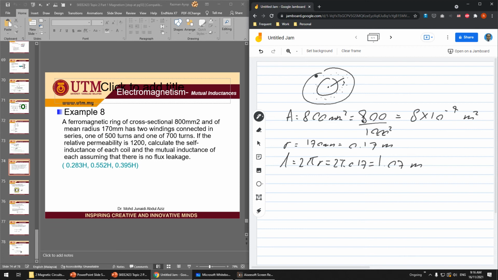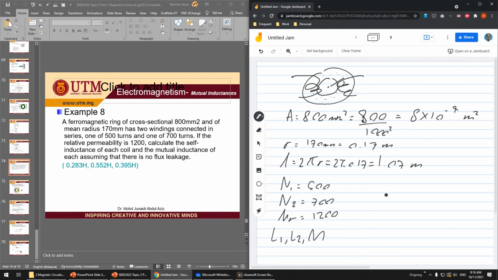You have windings connected in series, meaning you have the first winding here and this is the second winding. So N1 is equal to 500, N2 is equal to 700. The relative permeability mu R is 1200. The calculation is to find L1, L2, the self inductance, as well as the mutual inductance.